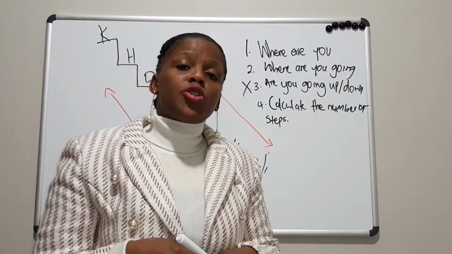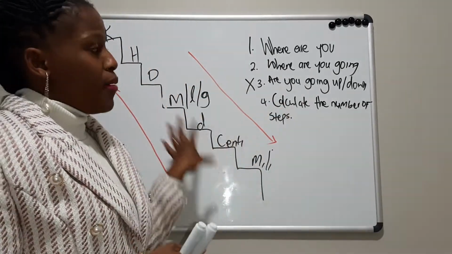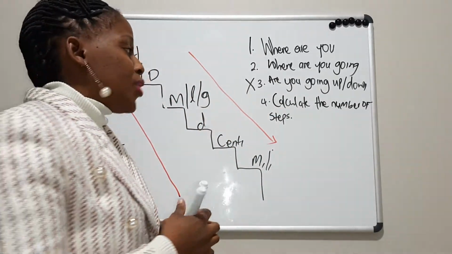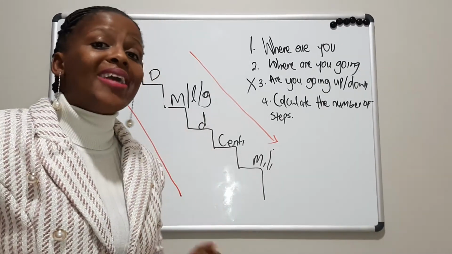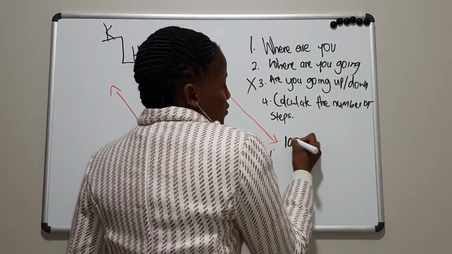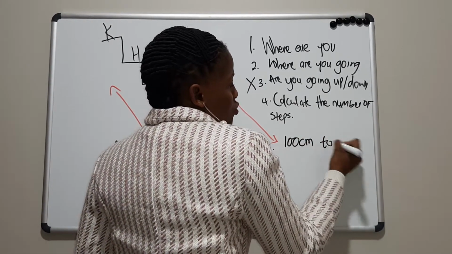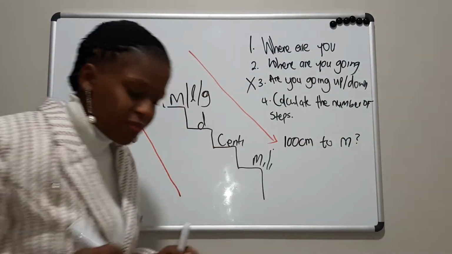So now let's quickly do an example so that we can see if we can use this recipe that we have here. Let's say you do have a question that says you must convert 100 centimeters to meters. So they are telling you you must move 100 centimeters to meters. So this is a question.